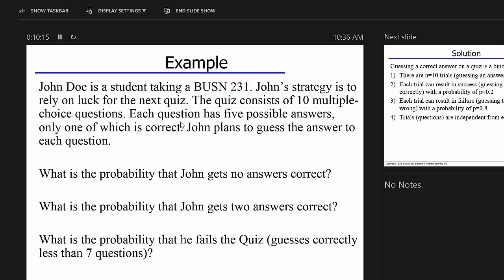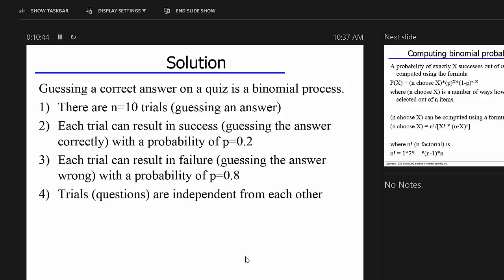So what's the likelihood that John gets not a single answer correctly? That's probably not going to happen, but there is a possibility, right? He tried to guess 10 questions, didn't get any single one of them, right? What's the probability that he gets exactly 2 questions correctly? And what's the probability that he fails the quiz, guesses correctly less than 7 questions? So 6 or 5 or 4, 3, 2, 1, or 0, right? Okay, so let's do this.